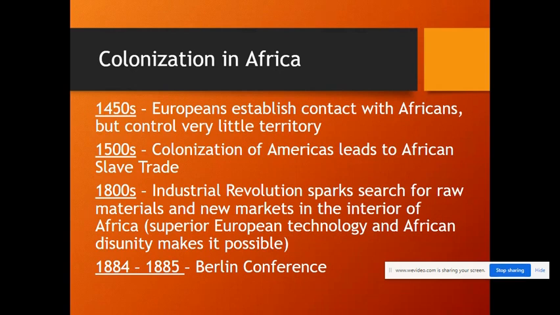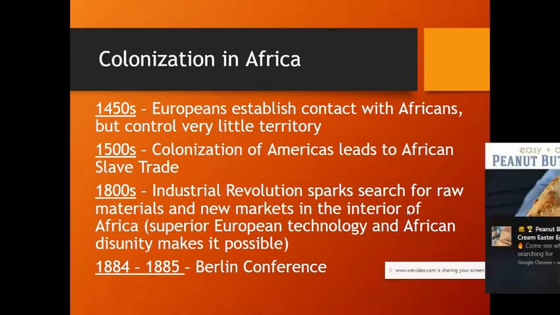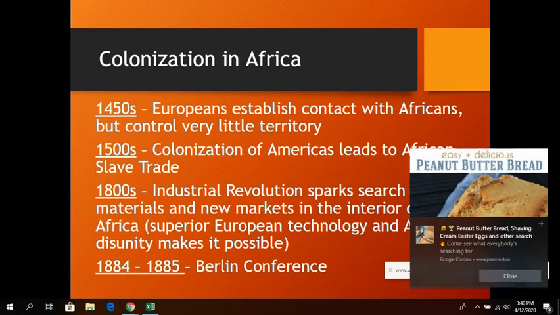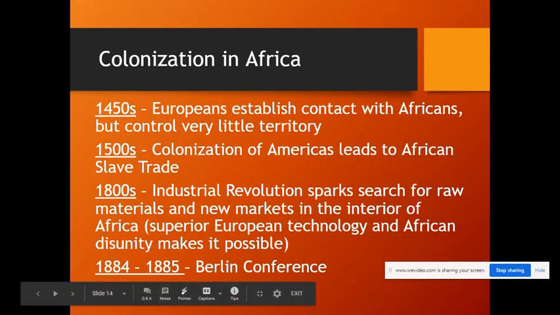And then by the 1800s, the Industrial Revolution, which began in Europe, starts to, oops, I do not want to make peanut butter bread, or at least not right now, looks good though.